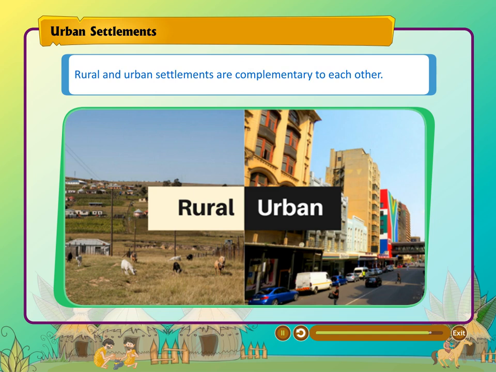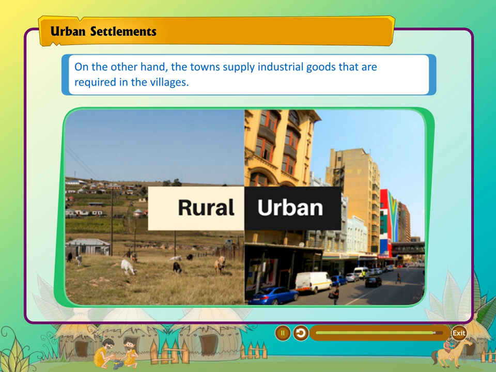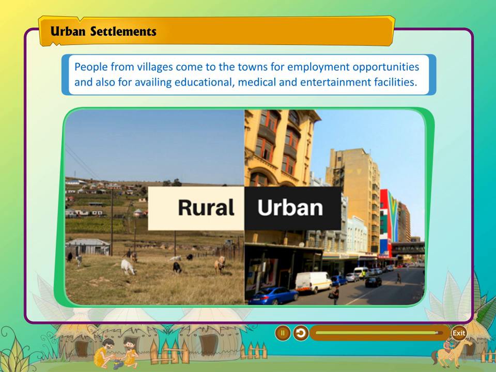Rural and urban settlements are complementary to each other. The villages provide the supply of food grains, fruits, vegetables, milk, and daily laborers to the towns. On the other hand, the towns supply industrial goods that are required in the villages. People from villages come to the towns for employment opportunities and also for availing educational, medical, and entertainment facilities.